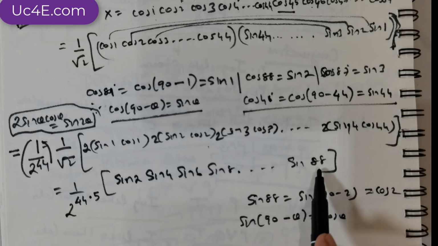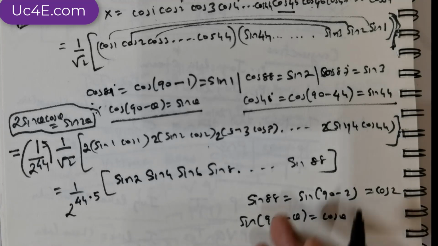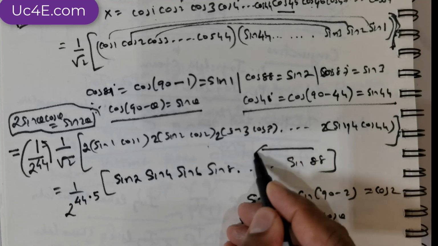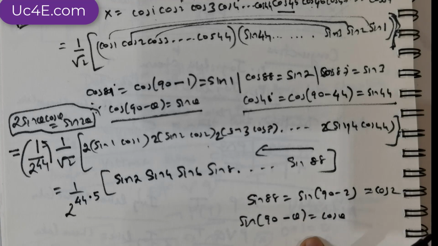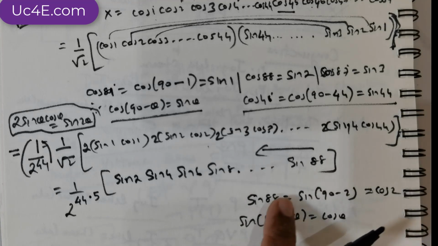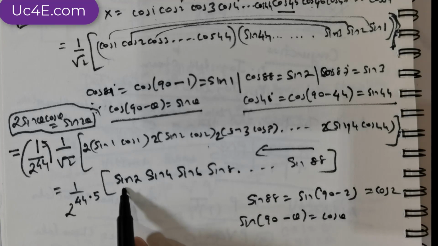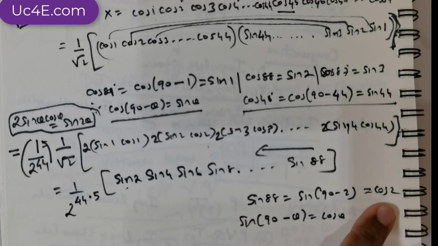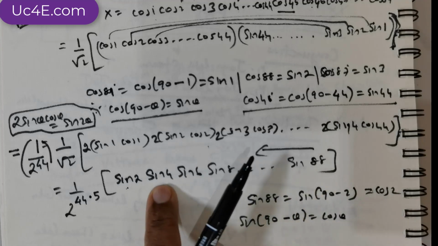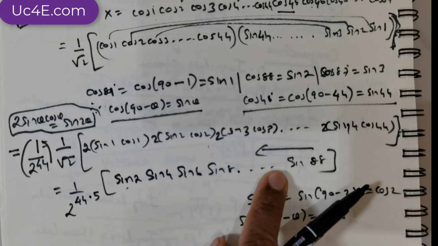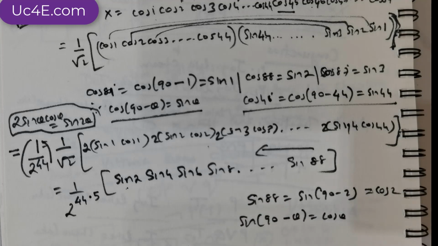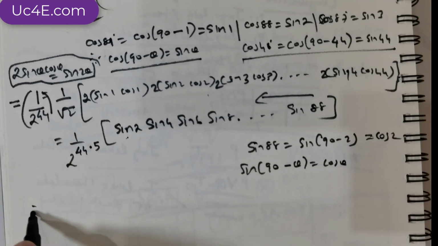Now if I were to reduce the terms, or I should say moving up like that, replacing all sine 88, or I should say all sine angles with cos, then for every quantity that you see here, sine 2, I would have a corresponding pair as cos 2. Sine 4, I would have a corresponding pair as cos 4. So let me show you that. This is going to be equal to 2 raised to the power of 44.5.